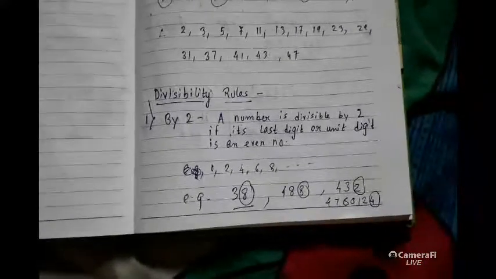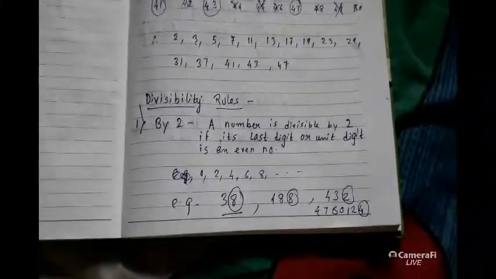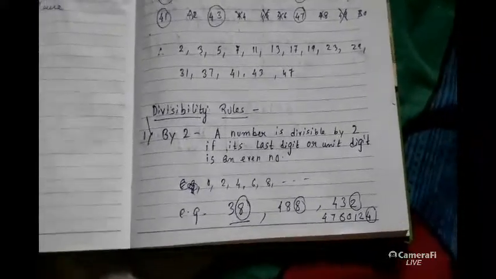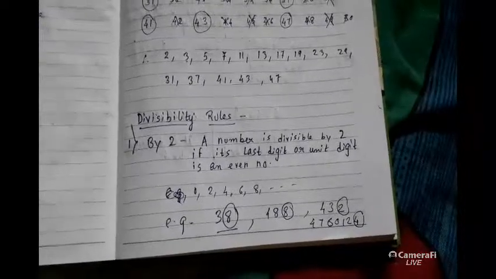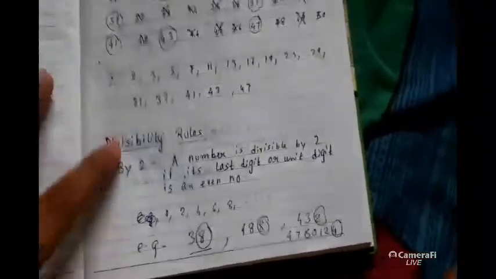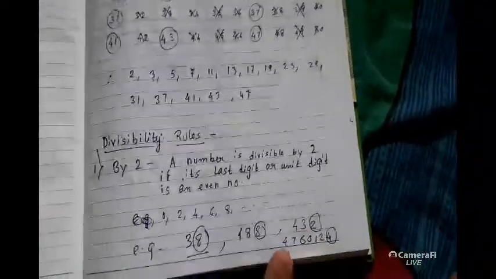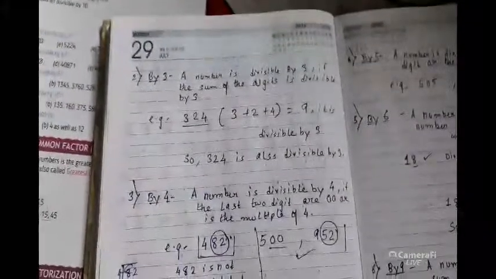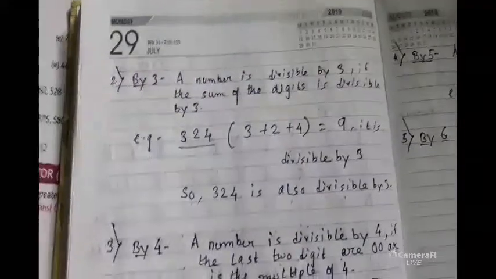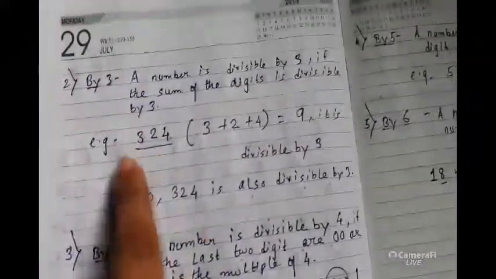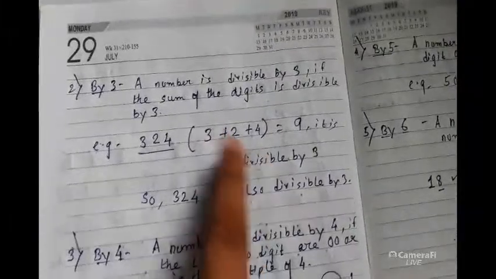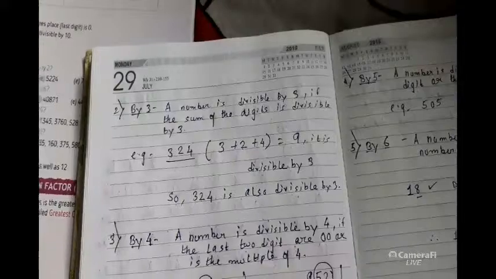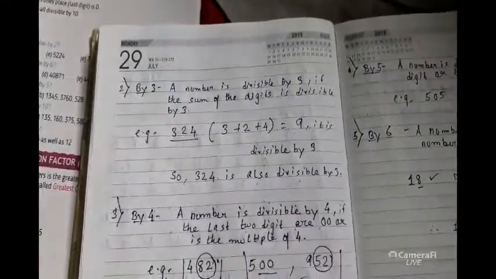Next, divisibility rule. How can you say that a number is divisible by 2? If the last digit or the unit digit of a number is even, either 0, 2, 4, 6, 8, then the number is divisible by 2, like 38, 488, 432, 4760, 124. Next, by 3. A number is divisible by 3 if the sum of the digits is divisible by 3, like 324. Sum of the digits means you add the numbers. 3 plus 2 is 5, plus 4 is 9. So 9 is divisible by 3, so 324 is also divisible by 3.